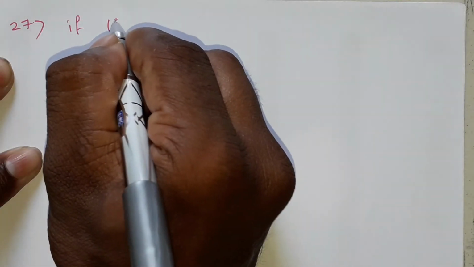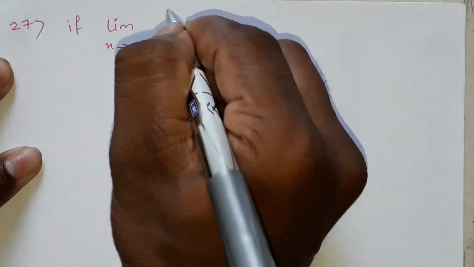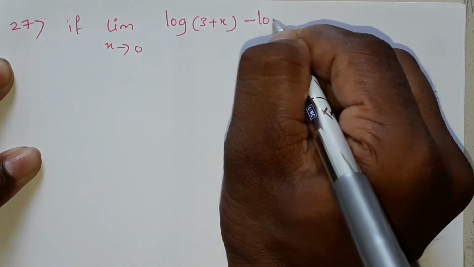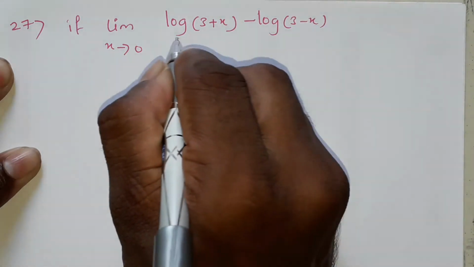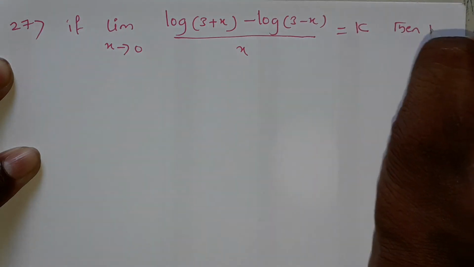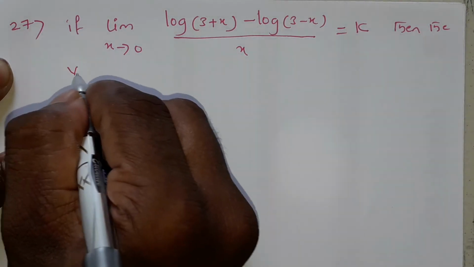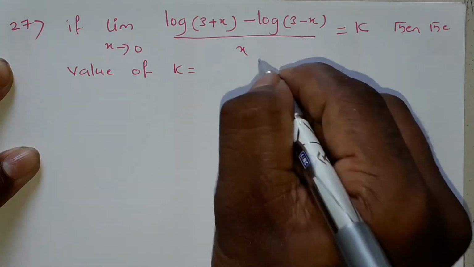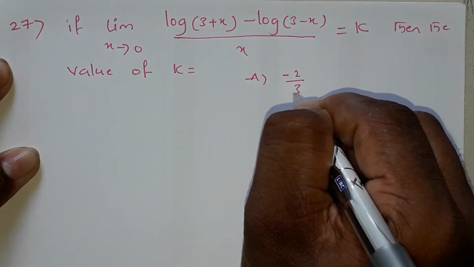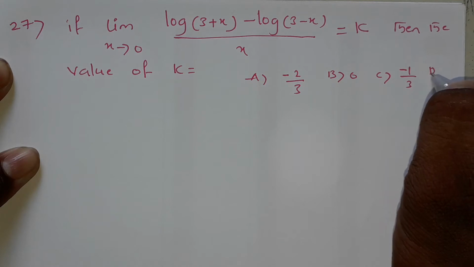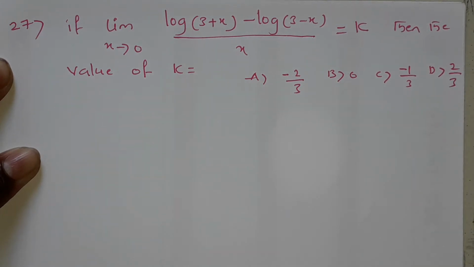27. If limit of x tends to 0, log of 3 plus x minus log of 3 minus x by x equal to k, then the value of k equal to. Option A is minus 2 by 3, option B is 0, option C is minus 1 by 3, option D is 2 by 3. Option D is 2 by 3.